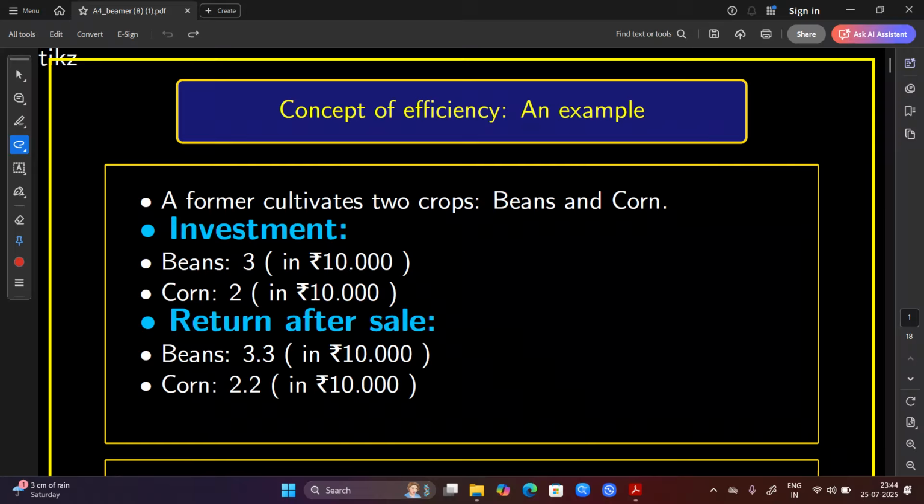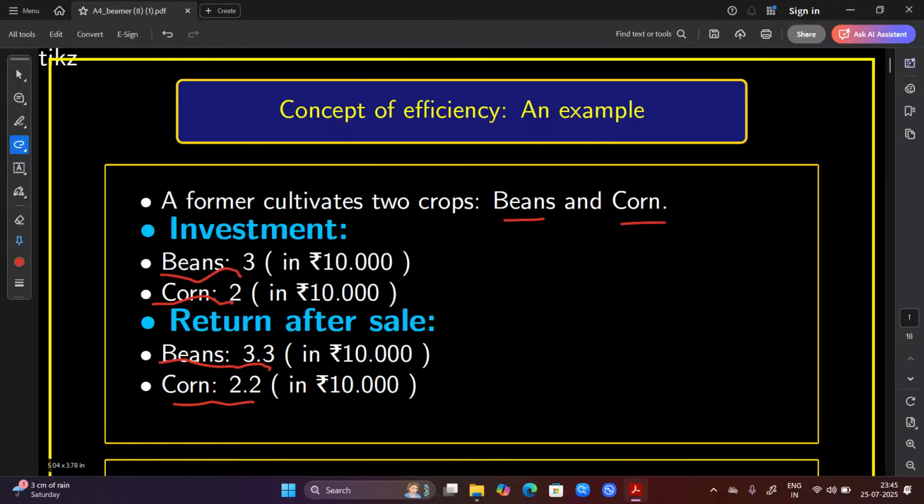A farmer cultivates two types of crops, that is beans and corn. Beans is one DMU and corn is also one DMU. In this case, the investment for beans is 3 units, per unit is 10,000, and for corn is 2 units, per unit is 10,000. Return after sale is 3.3 units for beans and 2.2 units for corn.